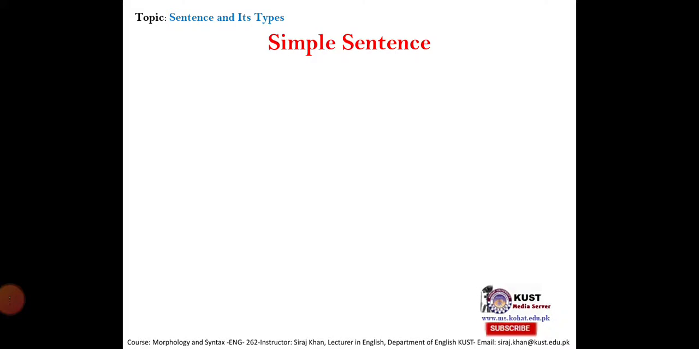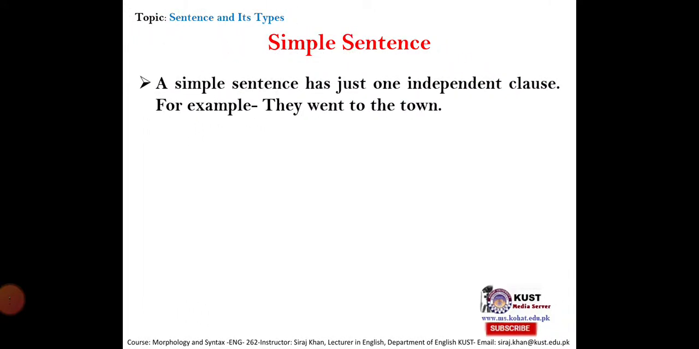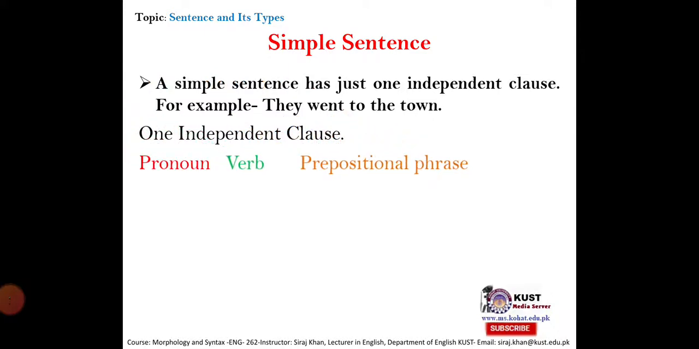What is a simple sentence? A simple sentence has just one independent clause. For example, they went to the town. This is a sentence that carries one independent clause. An independent clause is the one that can stand alone, which has got a subject and a predicate. They went to the town.